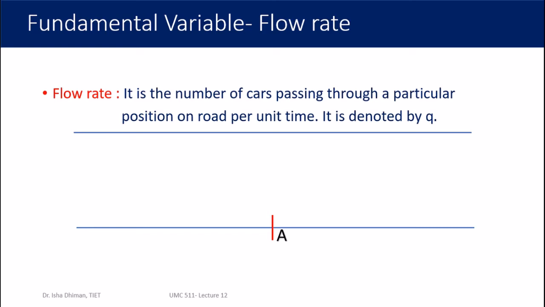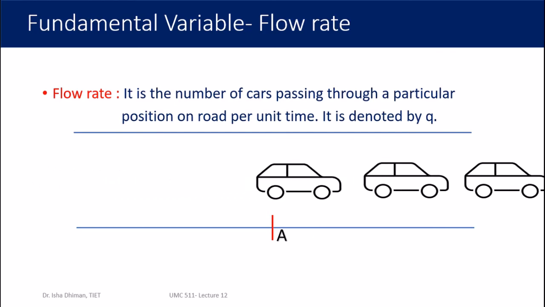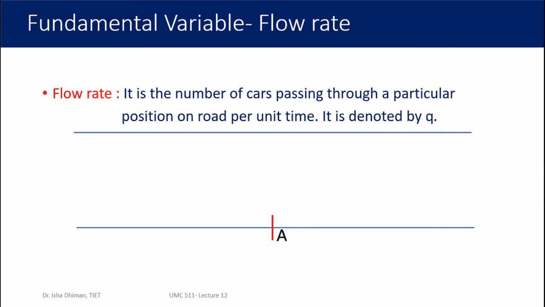That observation can be in half an hour, 15 minutes or whatever. So that's the flow rate if you read the definition. It's the number of cars passing through a particular position on the road per unit time. It is denoted by Q. So at the point A, I'm going to observe what is happening.